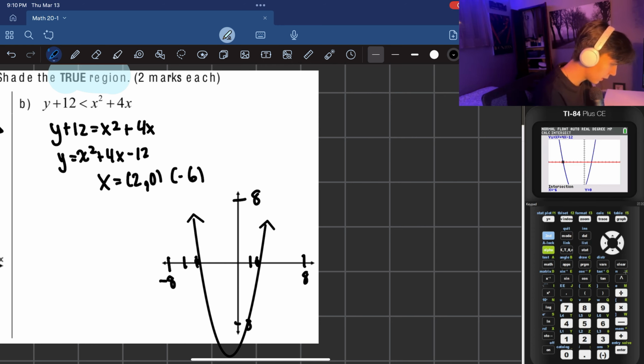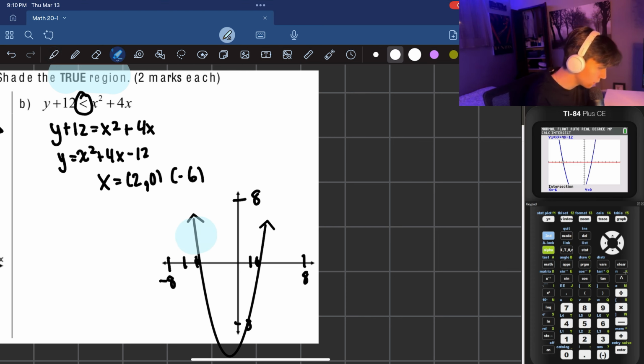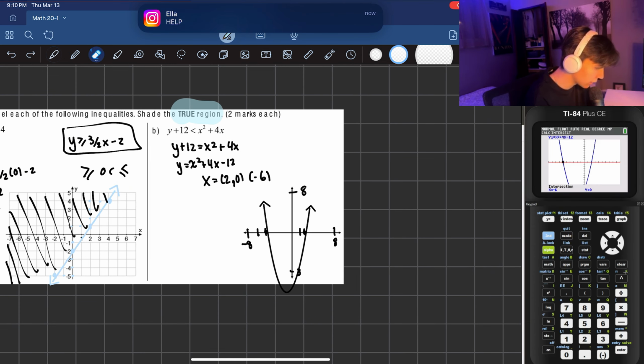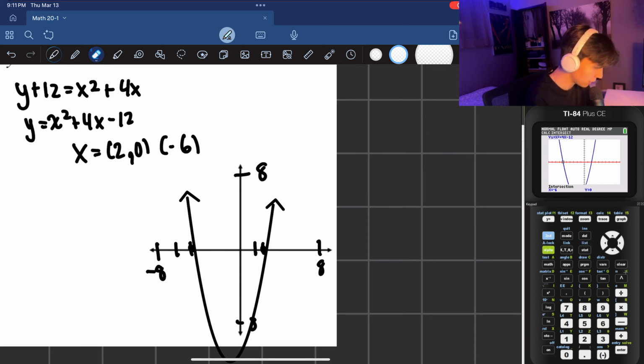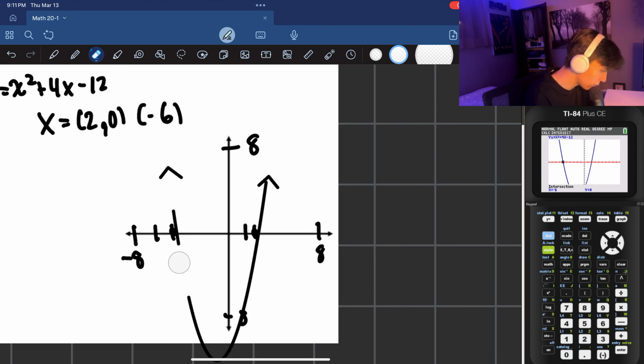Since we have a less than sign on its own, that immediately means we're going to have a dotted line here. Whereas the last one we had an or equal to sign, so we had a straight line. In this case we have a dotted line because it's just less than with no equal to sign. So let's make this line dotted.